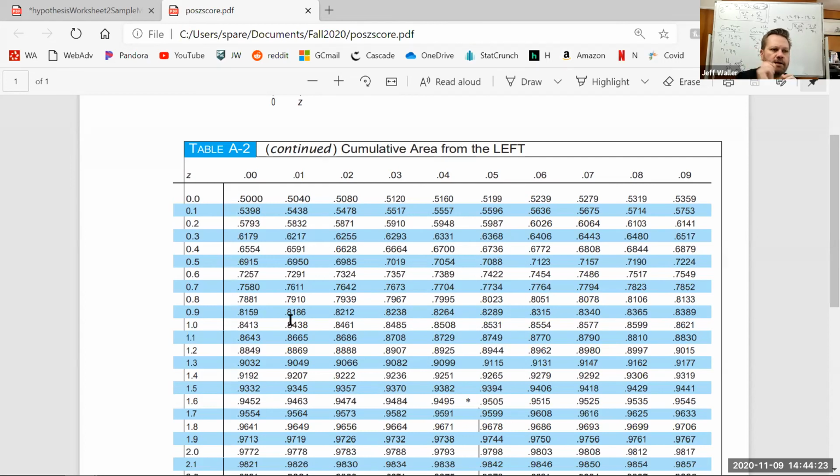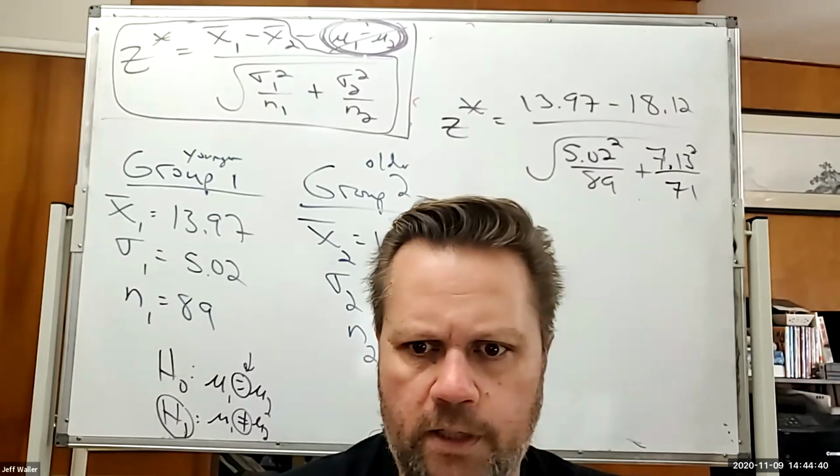Why do I have to double it? Because it's a 2-tail test. If it was a 1-tail test, I would stop at 0.1841. Okay, cool. I like it. Everybody else all right?